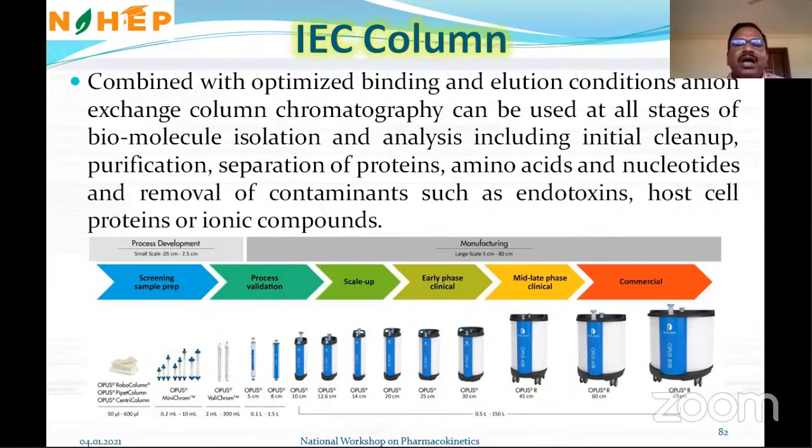These are used. Ion exchange columns are available in different sizes, starting from small sizes for screening purposes, then process validation, and different stages used to prepare different volumes. And finally, for commercial production, large columns, that is 150-liter columns, are also used in vaccine manufacturing. Mainly these ion exchange chromatography columns are used.